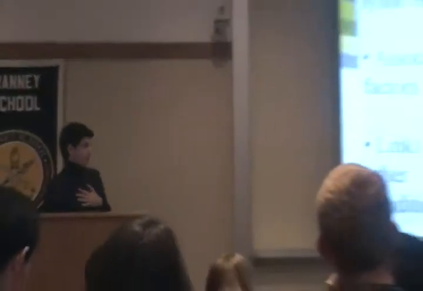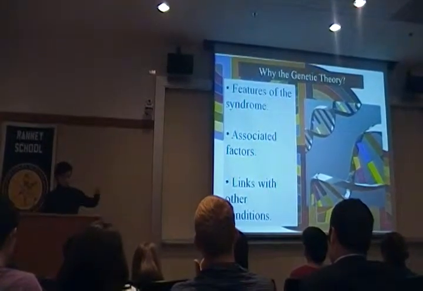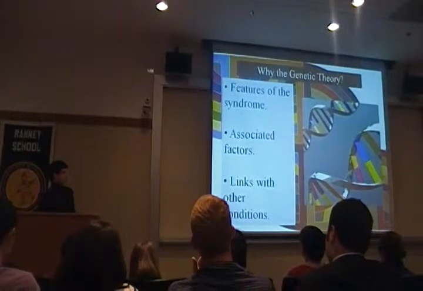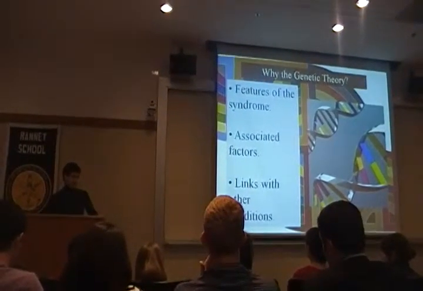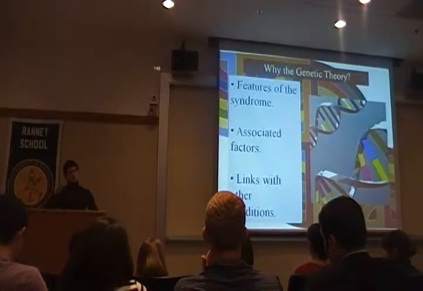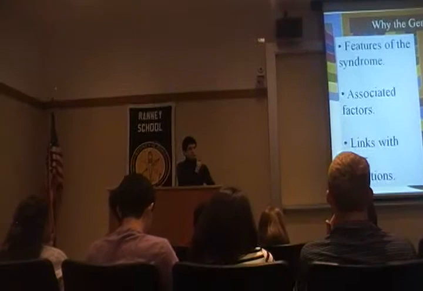So why do I think the genetic theory is correct? Why do I believe the genetic theory is the best theory to prove? Well, 3 main reasons. You have the features of the syndrome, the associated factors, and links to other conditions. Now, the features of the syndrome are that it mostly occurs more in males than in females, which could suggest that the Y chromosome could be affected, or that a certain chromosome only in males could be affected. It could be a genetic thing.